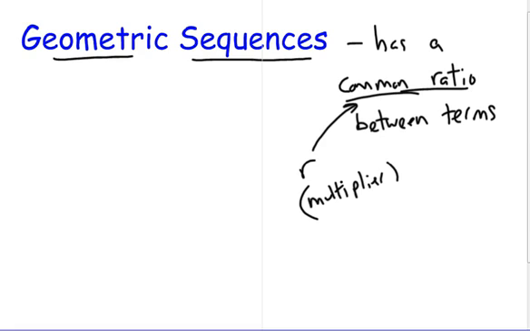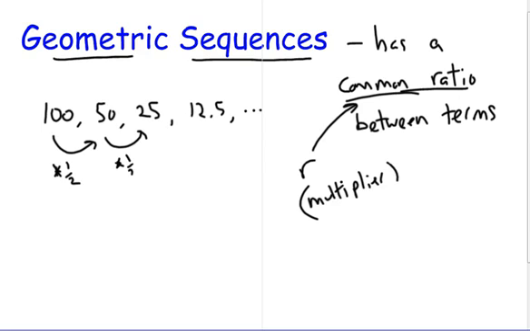Just to give you an example of a couple of sequences. Here's one of them: 100, 50, 25, 12.5, where you can see in each of those cases we are multiplying by 1/2. So our common ratio r is 1/2 in that situation.